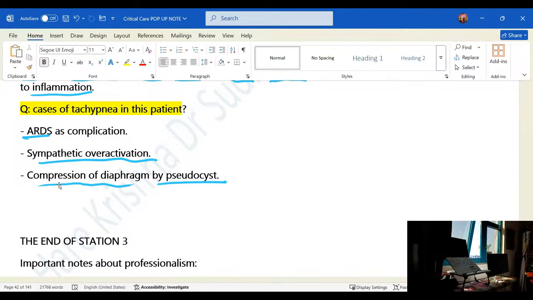Sympathetic overactivation. Acute respiratory distress syndrome.